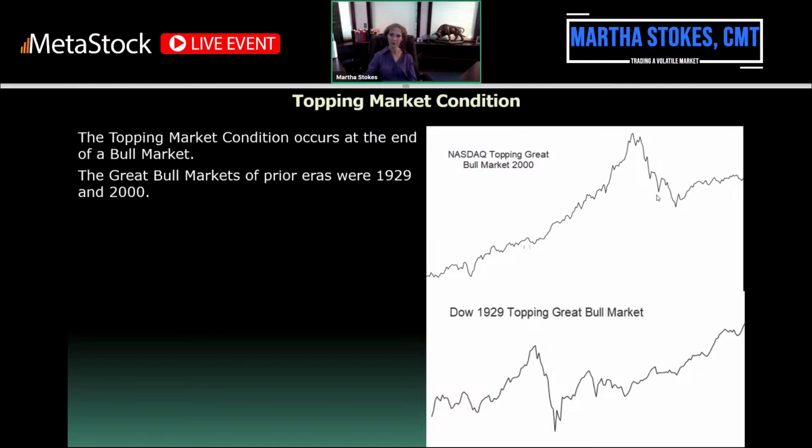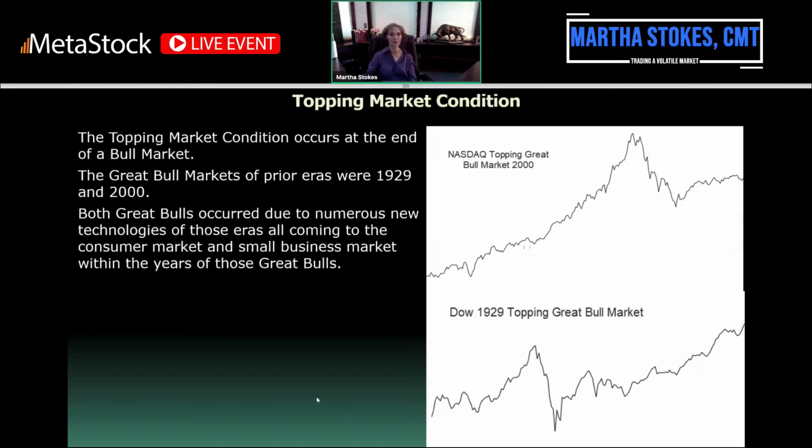Oops, 55% loss. 1929. Oh, mutual funds. Every middle-class American bought mutual funds, and it went up and up and up vertically also. And then it crashed because there were no curves or buffers or anything, and it dropped 82%. We don't have that kind of losses anymore on the indexes. We do on stocks. Both great bulls occurred due to the numerous new technologies of those eras, all coming to the consumer market and small business market within the years of those great bulls.